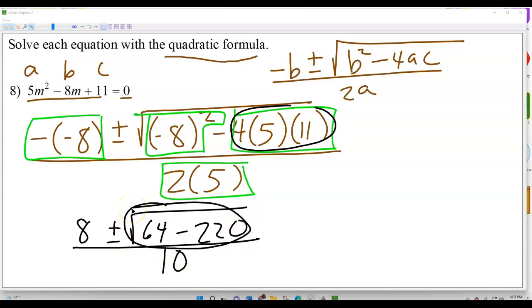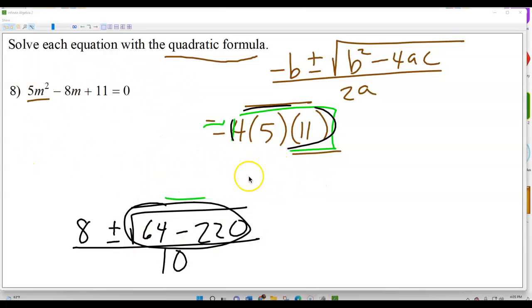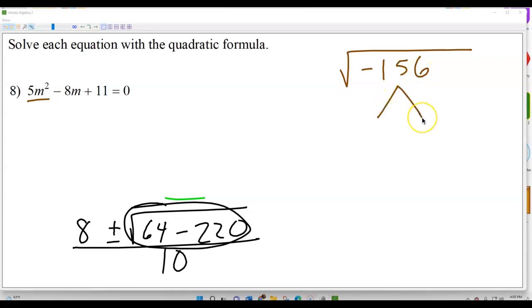Now the next thing we're going to do is simplify this square root. And I like to do that on the side just because it does take some time. So let's go ahead and simplify that square root. The first thing we're going to do is the subtraction. So what is 64 minus 220? Let me punch that in my calculator real quick. It's negative 156.